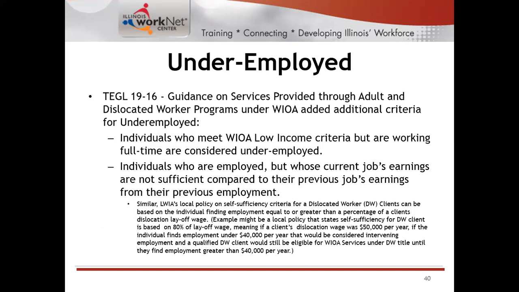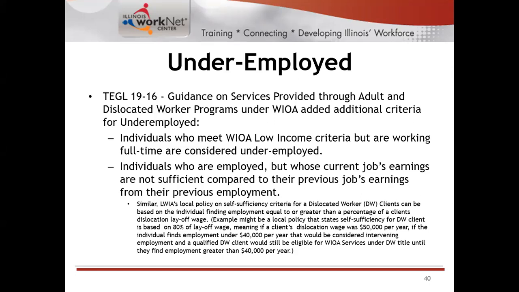This guidance also was in TEGL 19-16 that came out from DOL, and they expanded even more on it for the underemployed. It's really similar to the definition in a lot of local areas, the self-sufficiency criteria for a dislocated worker. It's tied to individuals who are employed, but whose current job earnings are not sufficient compared to previous job earnings from their previous employment. There's a paragraph that speaks about how this is similar to that self-sufficiency criteria under a dislocated worker, where many times it's based on a percentage of a client's previous wages.